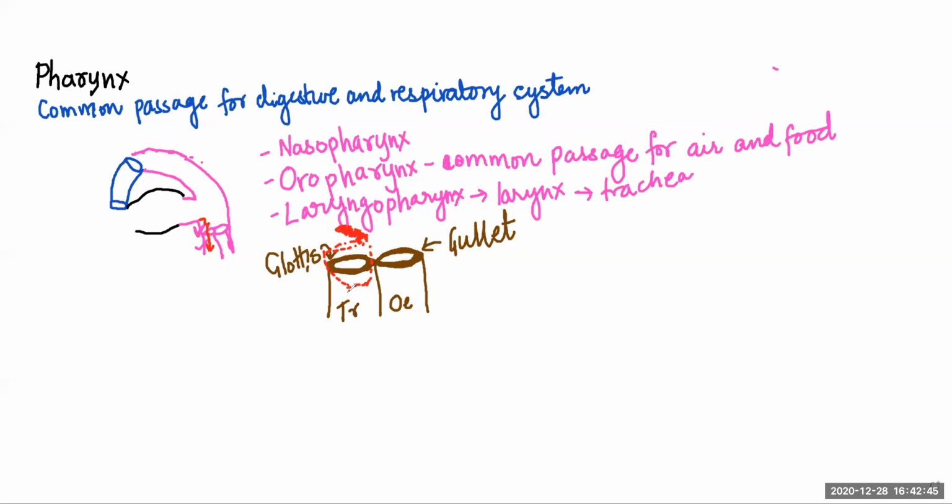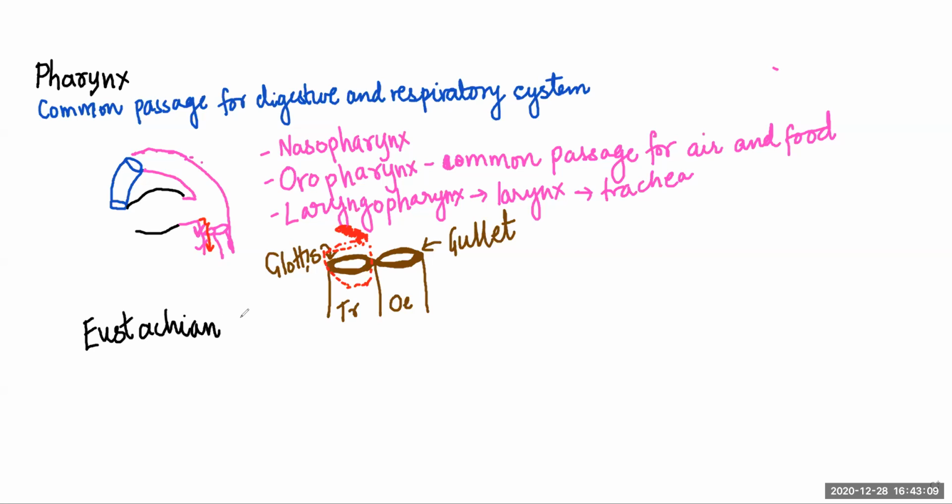Okay, the opening between pharynx and larynx is called glottis. It is closed by epiglottis when we swallow food. Opening between pharynx and gut is called gullet. There is no covering to open that. One more thing that we studied was there is a tube called eustachian tube.